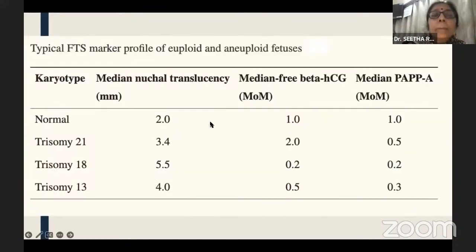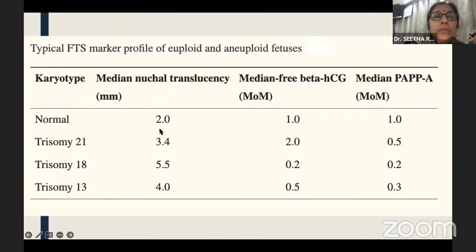So a typical marker profile of euploid and aneuploid fetuses will be seen when you do an ultrasound, and again, I am reiterating the fact that the biochemical markers that you use for any sort of disease to be screened should not be used ideally in isolation. They should be combined with especially a good ultrasound, especially for aneuploidy. Even for preeclampsia, you need to do the uterine artery Doppler. So it is in combination that you use these markers along with the ultrasonographic features.